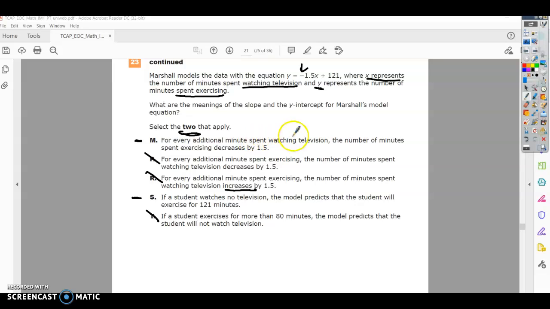For every additional minute spent watching TV, the number of minutes spent exercising decreases by 1.5. Again, this is negative, so this one is true. And then this one, if a student watches no television, the model predicts that the student will exercise for 121 minutes. Again, if you substitute 0 in here, 0 plus 121 is 121 exercising, so that is true. So we can conclude that the 2 answers that apply here are M and S. So the answer for number 23 is M and S.